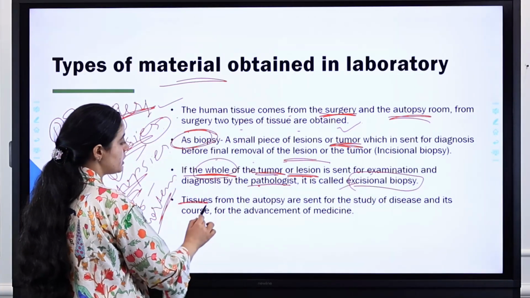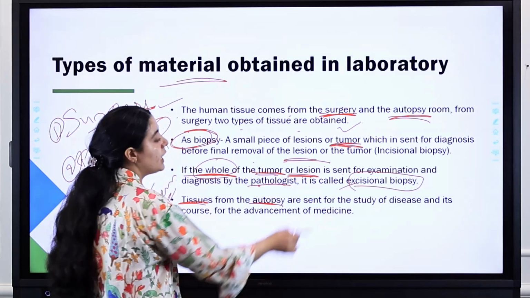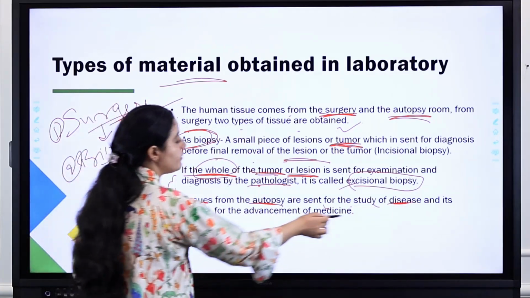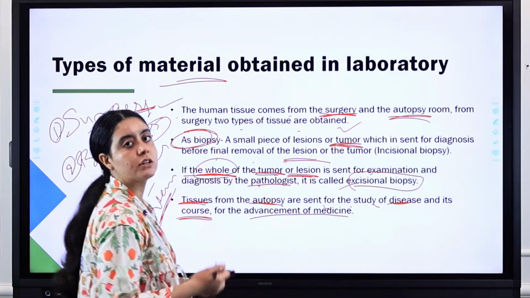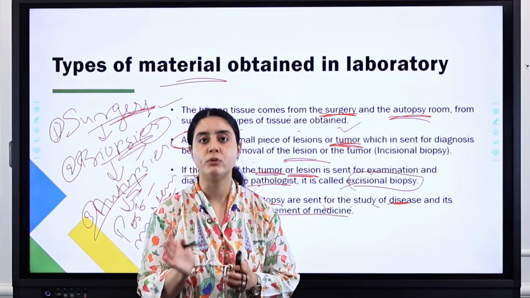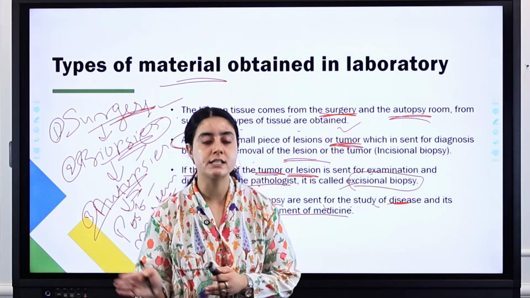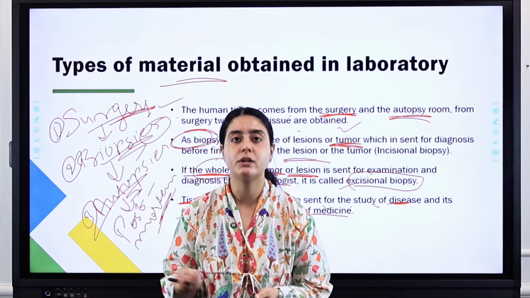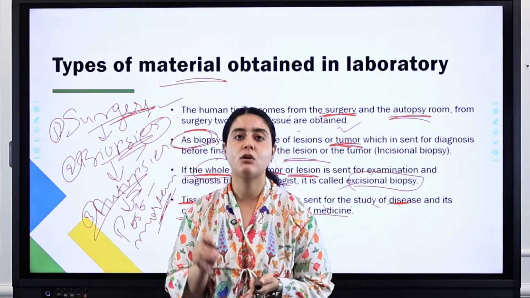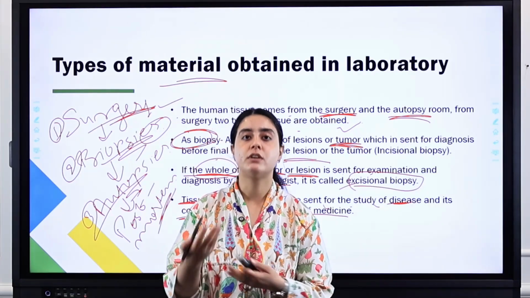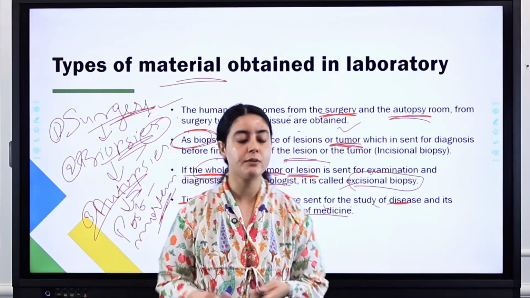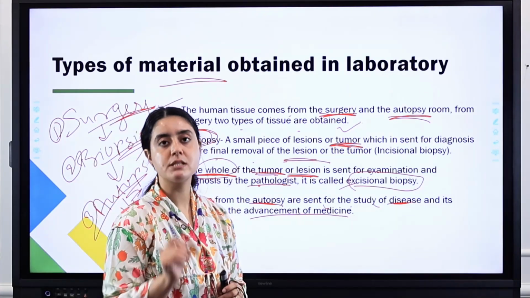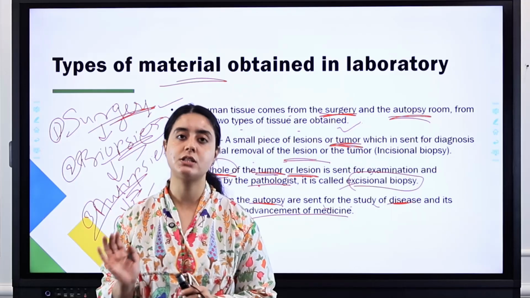Then we have tissues from the autopsy, which are sent for the study of disease and its course, for the advancement of medicine. Obviously it is for study purposes also, because the patient is no more and has died because of some disease. So autopsy or post-mortem samples are sent to the laboratories to identify the cause of death and also for the further advancement of our medicine. These are the types of materials or specimens we receive in our histopathology lab.